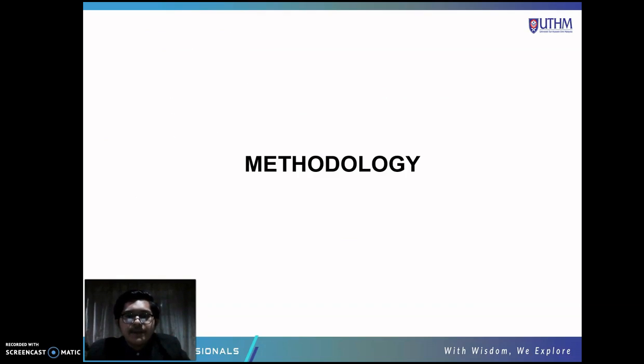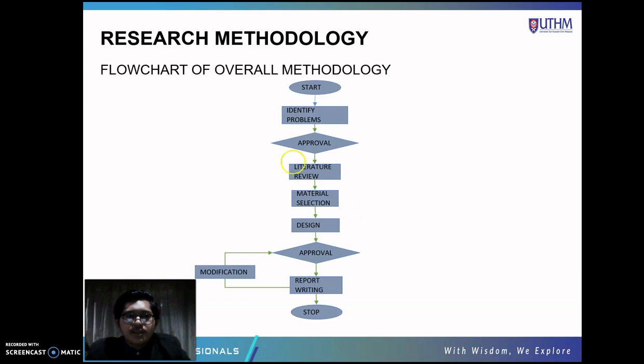For the methodology part, this is the flowchart of the overall methodology. We start and identify the problem about crosswind. After approval, we focus on literature review, critical literature review, and for the mini model, we try to select material and design. After the approval, we continue to report writing and stop.